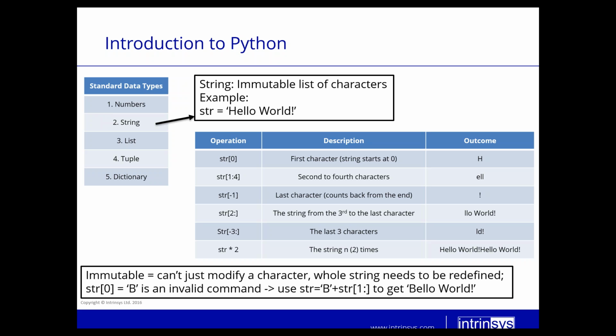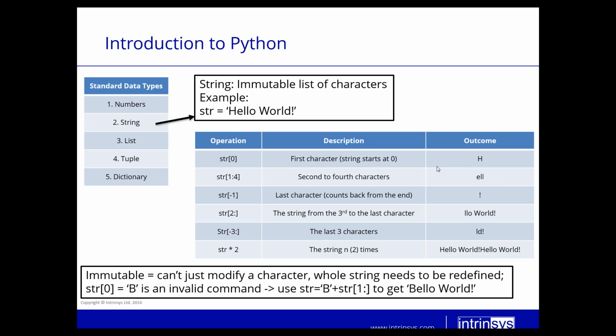So for example, we can access individual parts. For example, if I name my string hello world, str, then if I access the first character in the string, I would get back a capital H, because this is the first character, and in Python the numbering starts from 0. Also, I can access just like a section of the string. For example, 1 to 4 would return the characters from the second to the fourth. So in this case, we'll get a ELL.